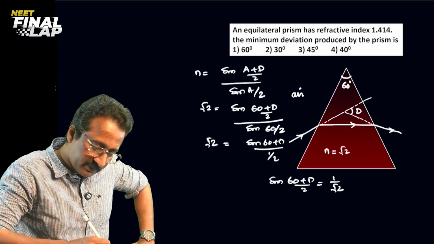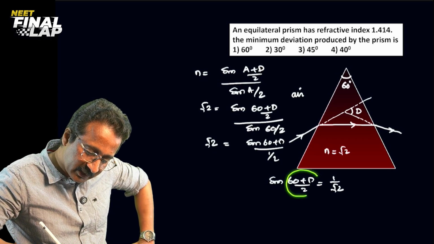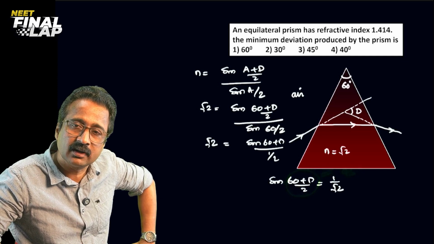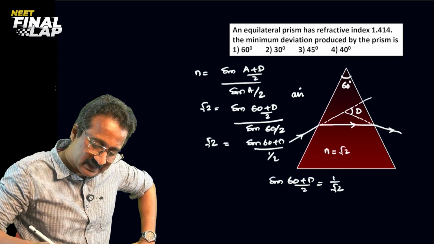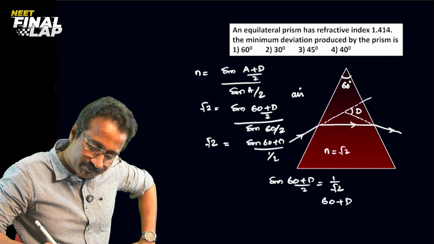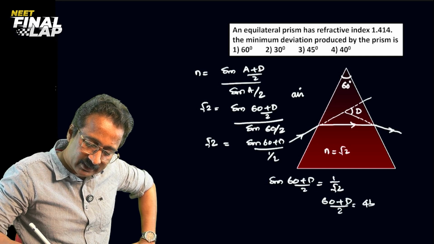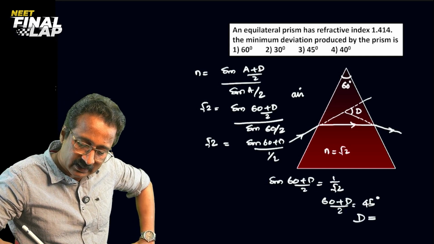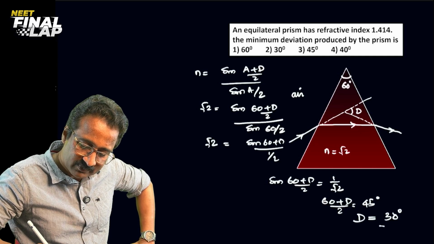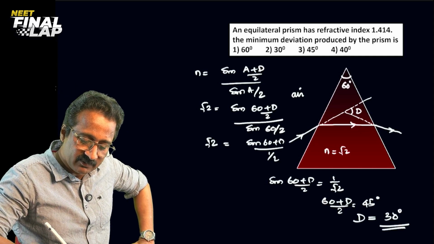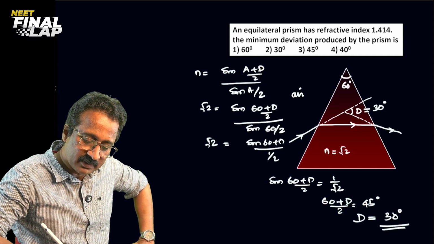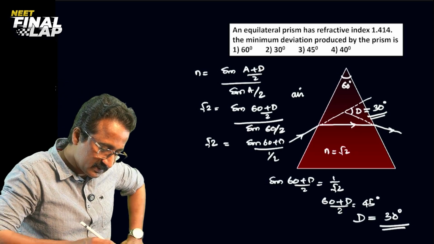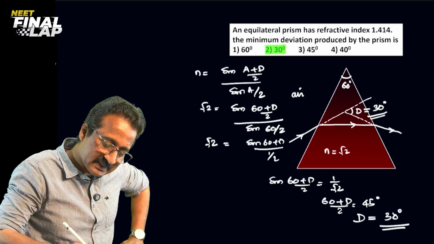Now sin((60 plus D)/2), if it is 1 by √2, then certainly this will be equal to 45 degree, because only sin 45 degree is 1 by √2. So this tells us that (60 plus D)/2 is equal to 45 degree. Therefore, simplifying this, we'll get D as 2 into 45, 90, 90 minus 60, which is equal to 30 degree. So the minimum deviation that this prism can produce is 30 degree. So your answer is 30. Which one is that? This.